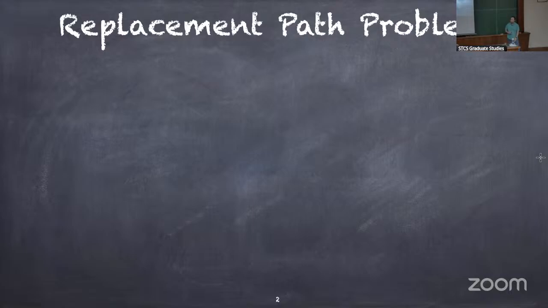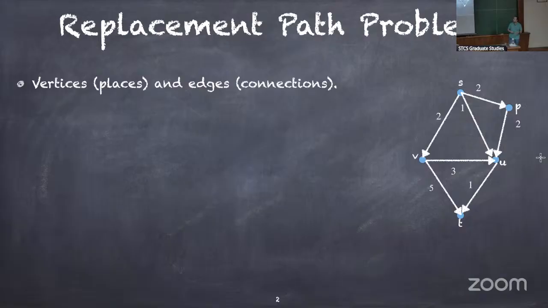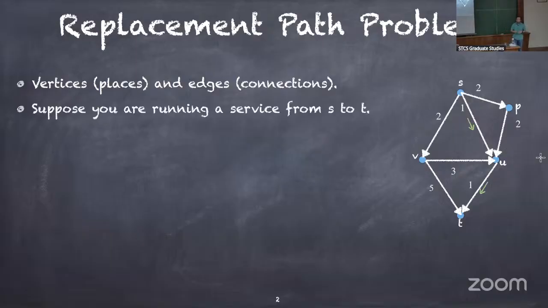Often graph theory is used to represent places, with vertices representing places and edges representing connections between them. The weights of those edges are the cost of availing those connections. One use of this is to find the shortest path from one vertex to another. Suppose you are running some service between a vertex S to T, then the shortest path will be S to U and then U to T.